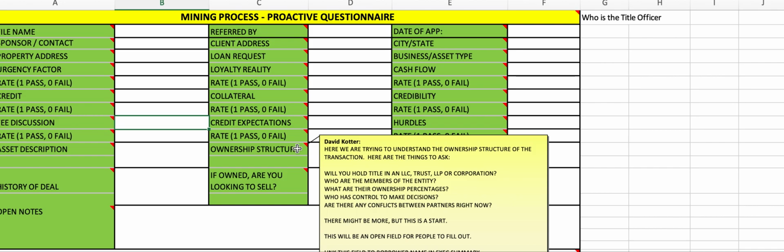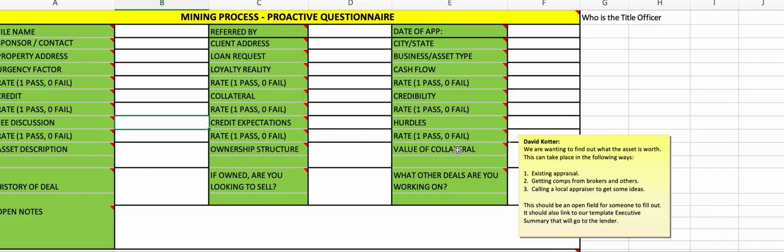Ownership structure, is it going to be an LLC or taking title individually? What's the ownership percentages of partners? Who has control? It's important to understand if there's partners, the more people, cooks in the kitchen, the more difficult it's going to get. So just remember that.